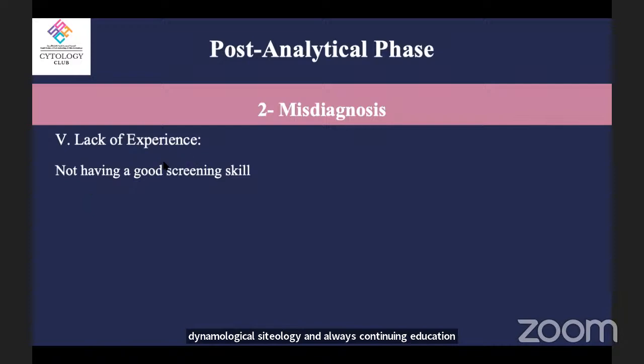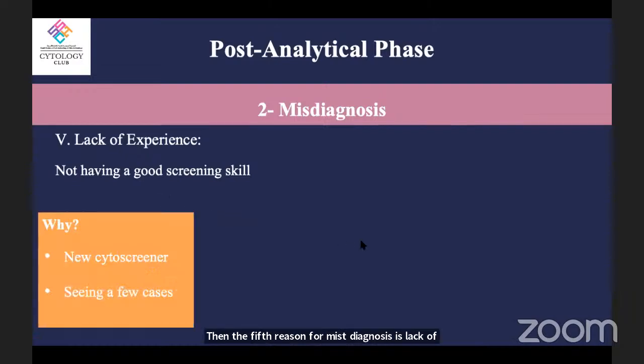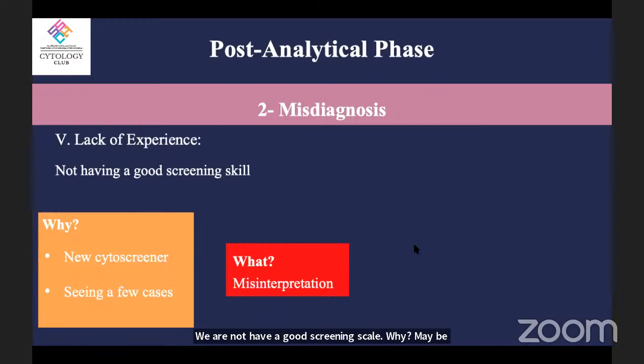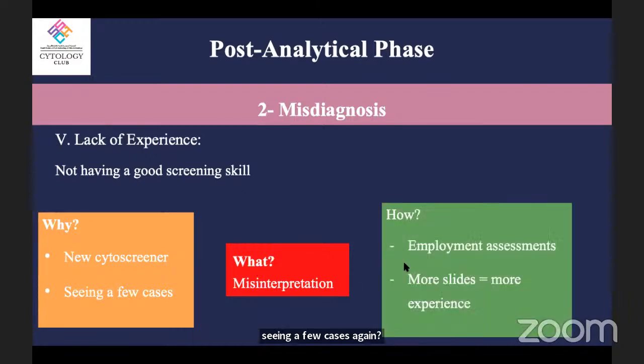Then the fifth reason for misdiagnosis is lack of experience: we do not have good screening skills. Why? Maybe because of being a new cytoscreener in the field, or seeing few cases. Again, this may lead to misinterpretation or misdiagnosis. And how could we avoid it? We have to do an employment assessment for the new screener; at least 100 negative gynae slides must be rescreened by a supervisor before allowing the cytoscreener to sign the cases, and more slides equal more experience.